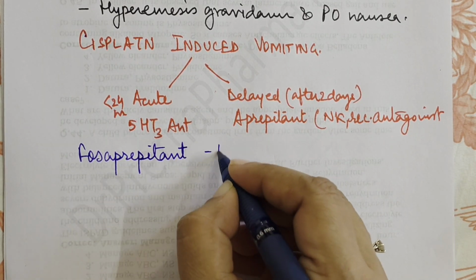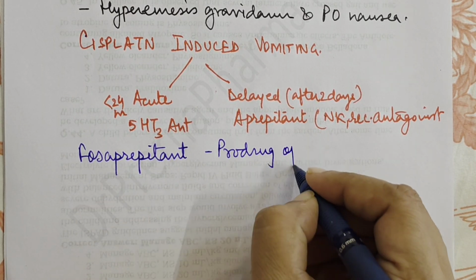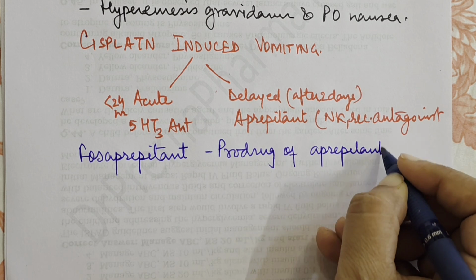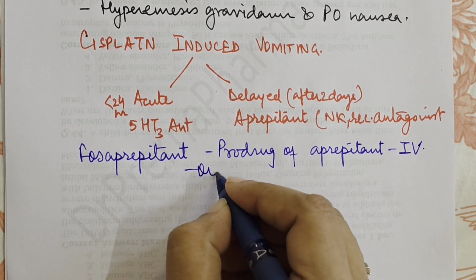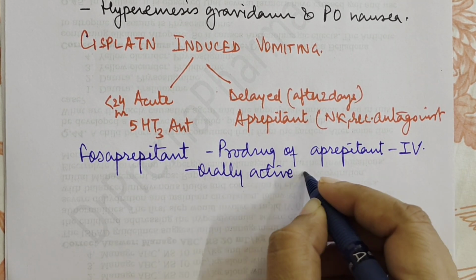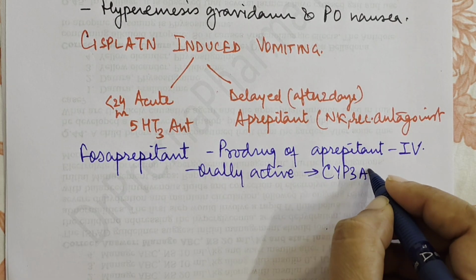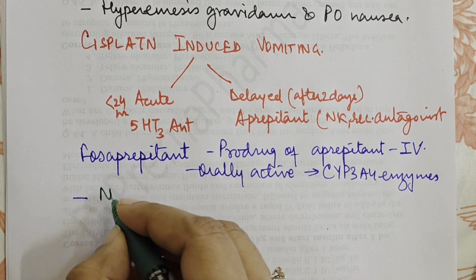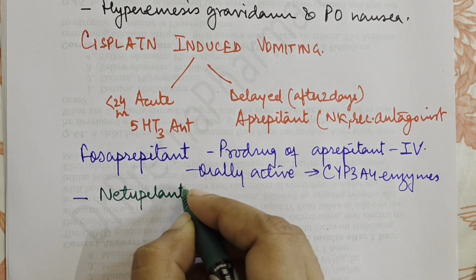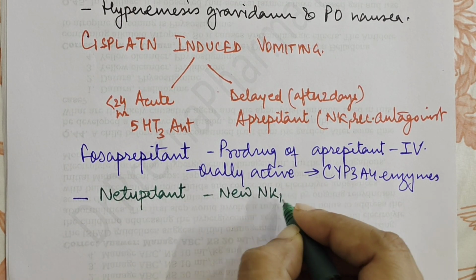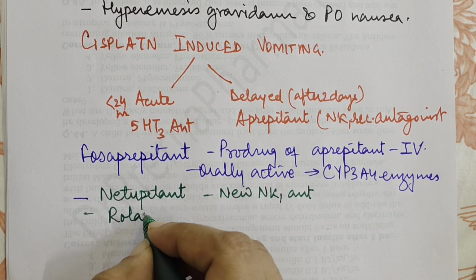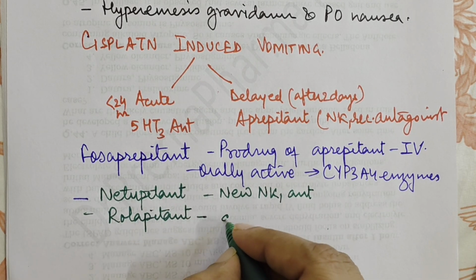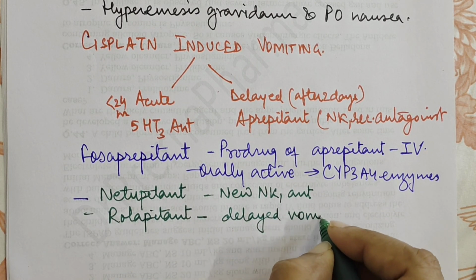It is a prodrug of aprepitant. It is given IV. It is orally active and it interacts with CYP3A4 enzymes. Okay. Other drugs of this category are Netupitant, which is a new NK1 antagonist, and Rolapitant, which is also used in delayed vomiting.